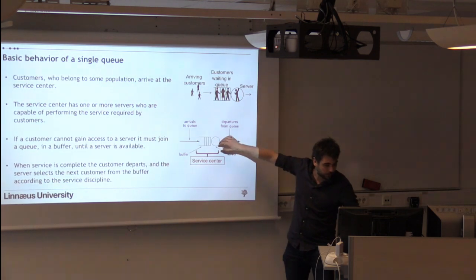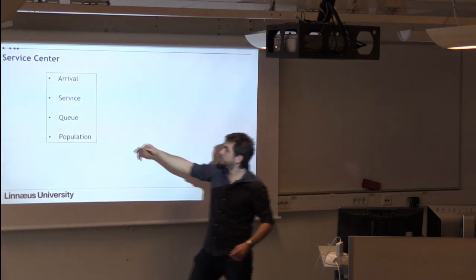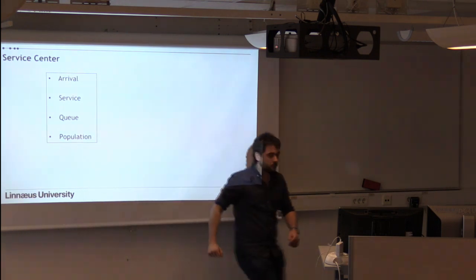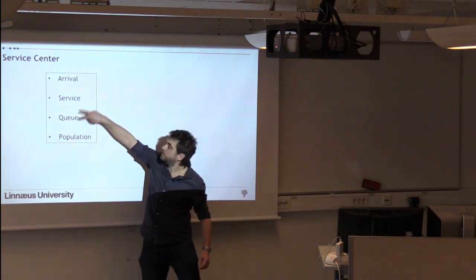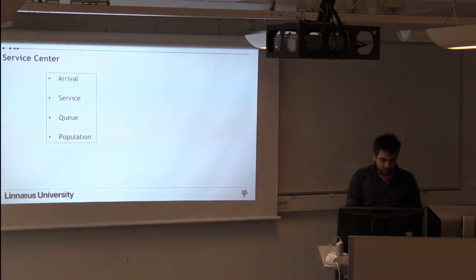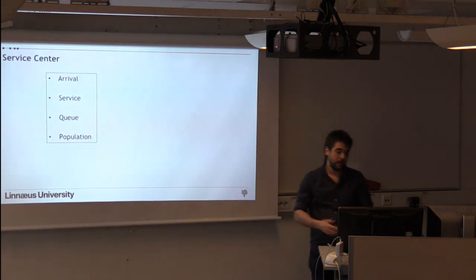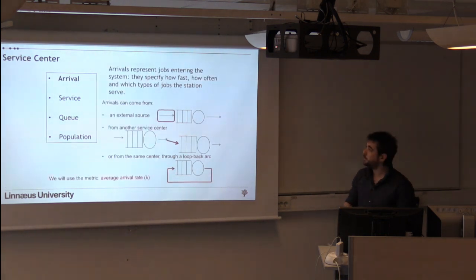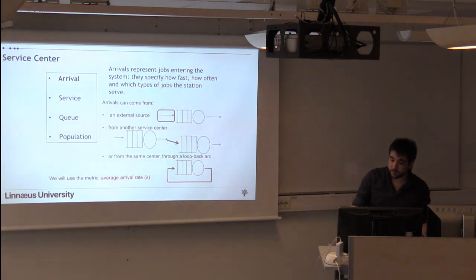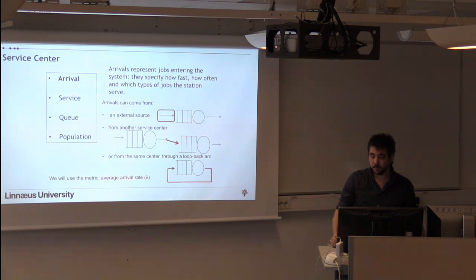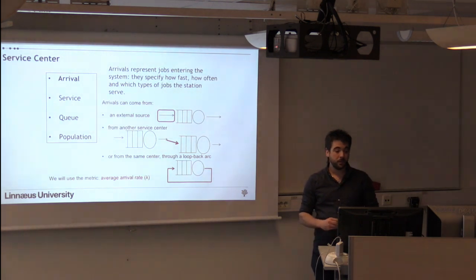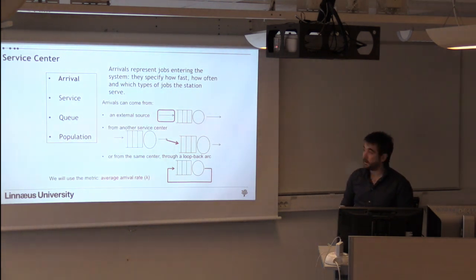This service center is characterized by 4 properties. I mentioned these 2 already. The arrival, how it serves the arrivals, how the arrivals wait in the queue, and the type of the arrivals. So let's talk about each of the properties. The arrival represents the jobs entering into the system. The arrival specifies how fast, how often, and which type of jobs the service center can serve.